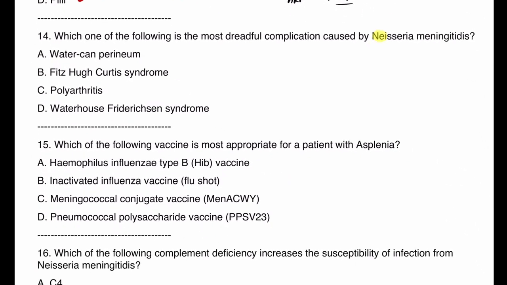Which of the following is the most dreadful complication caused by Neisseria meningitidis? Now they have asked about Neisseria meningitidis, and this is no doubt Waterhouse-Friderichsen syndrome. Fitz-Hugh-Curtis syndrome follows Neisseria gonorrhoeae.